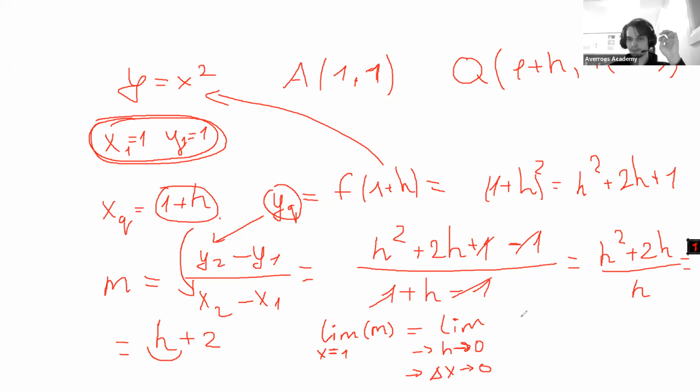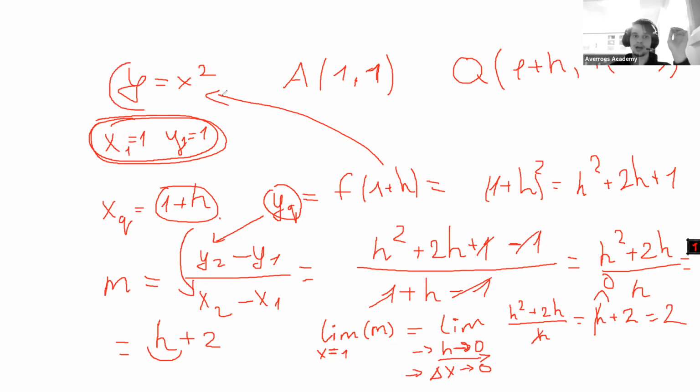Then we're going to write h squared plus 2h divided by h after simplifying everything, right? One more step, simplifying the common factor, we get h plus 2, and we see that h is traveling to 0, thus we assume that this is equal to 0, and the answer is 2. So the slope of a line tangent to the parabola at point 1, 1 is equal to 2.